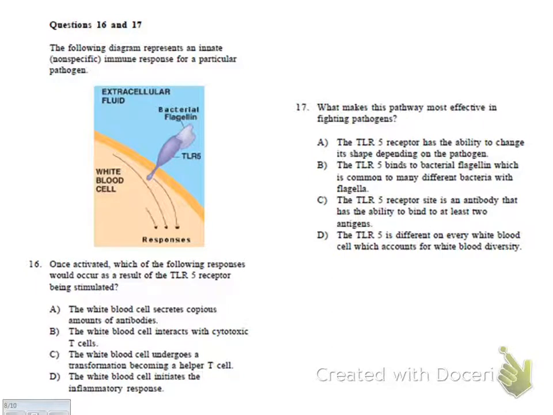Okay, the following diagram represents an innate, nonspecific immune response for a particular pathogen. 16 says, once activated, which of the following responses would occur as a result of the TLR5 receptor? So you just have to look at the picture and see that. Right there, TLR receptor. So which of the following responses would occur as a result if this is innate?